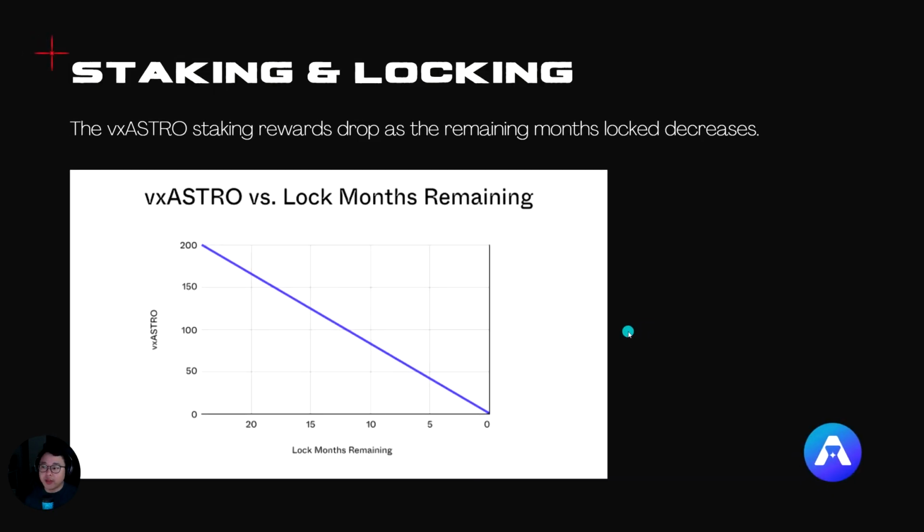One thing to take note about VXAstro is that the staking rewards drop linearly as the remaining months lock decreases. So if you have it locked up for a long period of time, the reward that you get is high, and as the months go by, the lock months decrease, then the rewards that you get decrease as well.